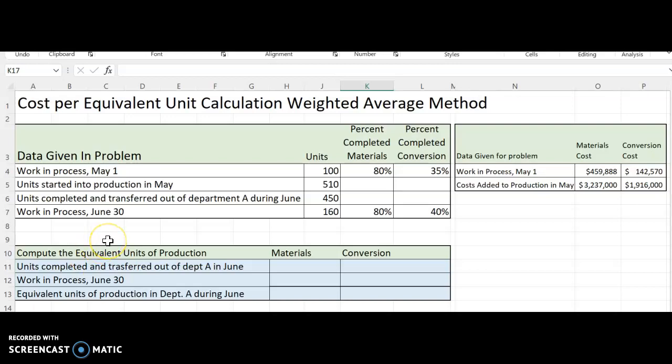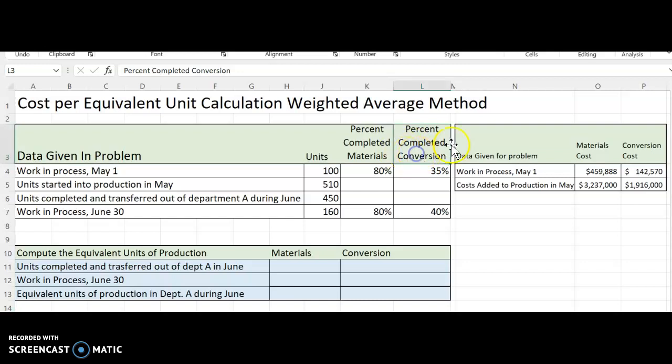In this video, I'm going to show you how to calculate the equivalent unit calculation using the weighted average method. So here we have our data. We are going to have the units. This is given the percent completed for materials and the percent completed for conversion.